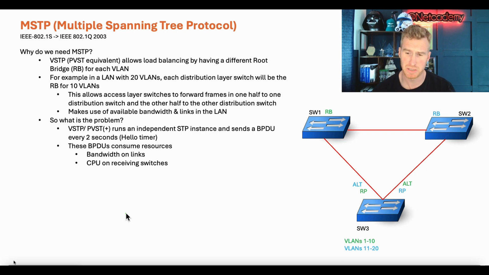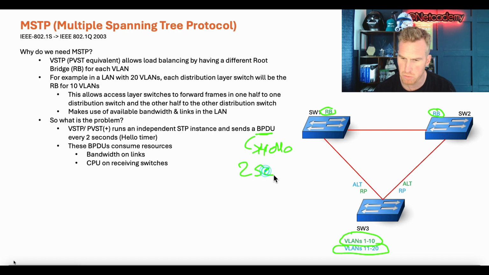And that is, first of all, the amount of bridge protocol data units that every device is going to send out. So we've got the root bridge here for VLANs 1 to 10, and we've got the root bridge switch 2 for VLANs 11 to 20. Now, if we look at the BPDU for the hello timer, if you know the theory, that hello BPDU is being sent out every 2 seconds.